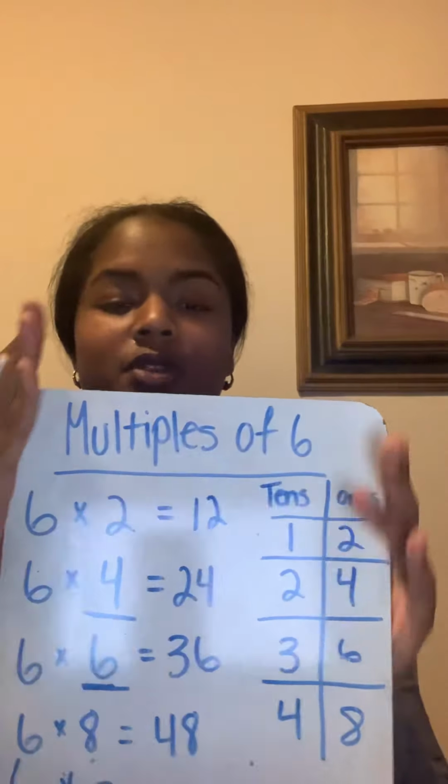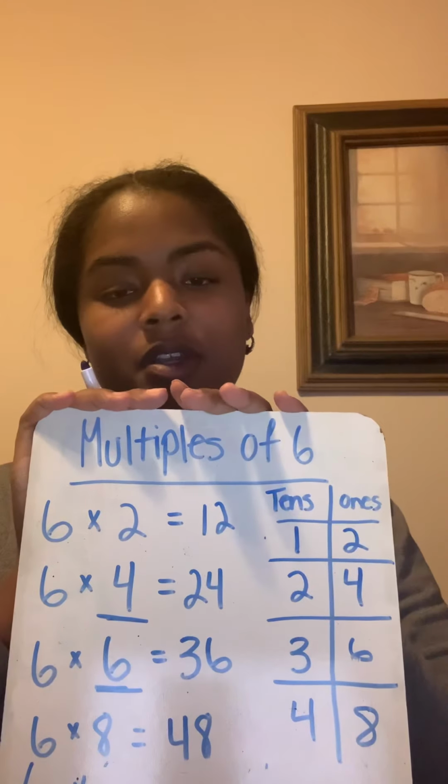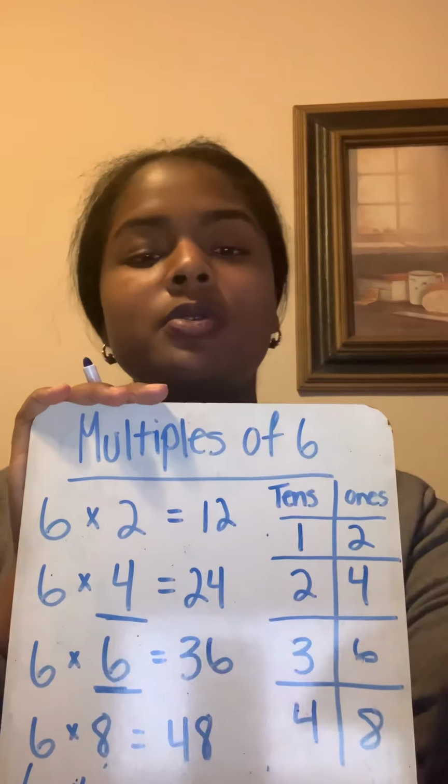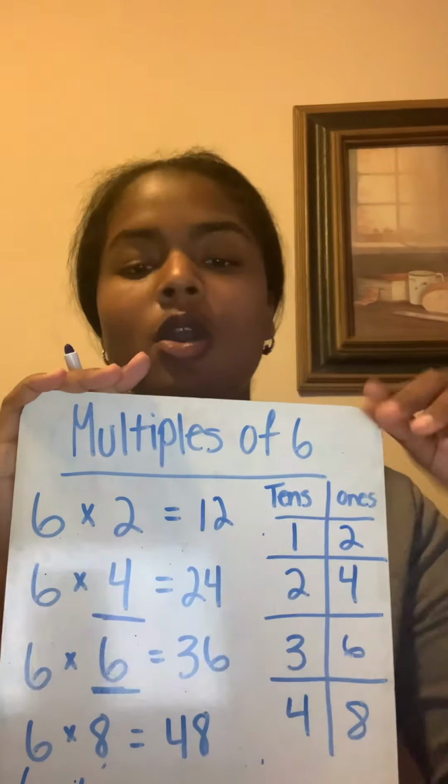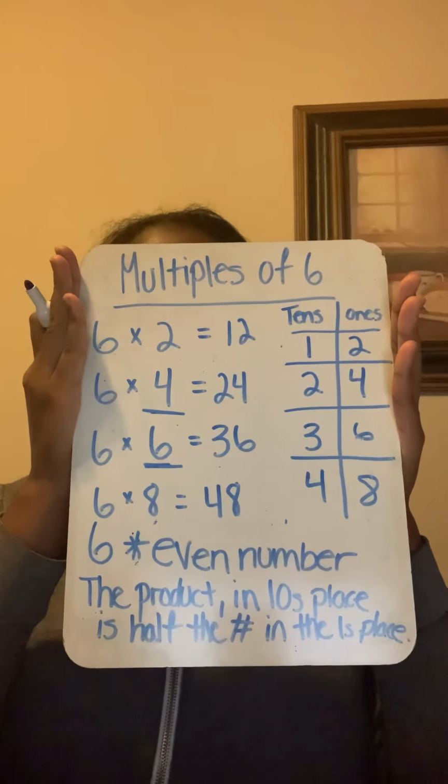And this just shows you that there's many patterns, and this is one pattern when you do the multiples of 6, or to be more specific, when you multiply an even number with 6.